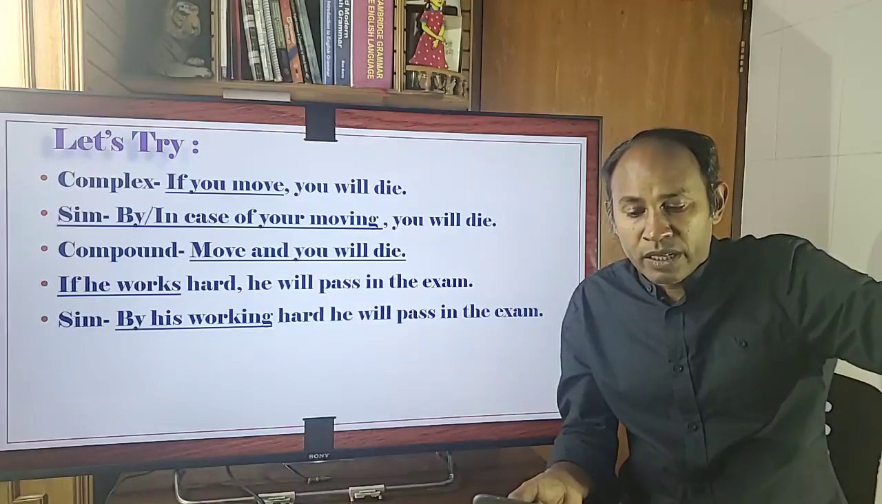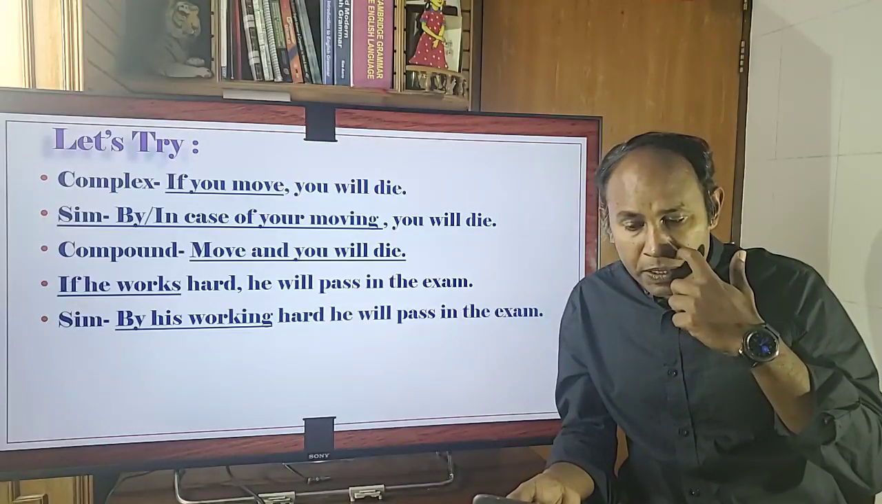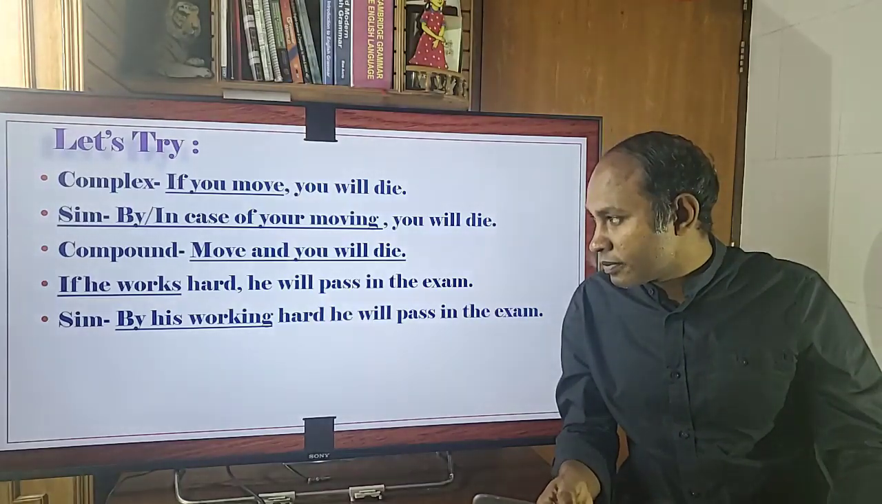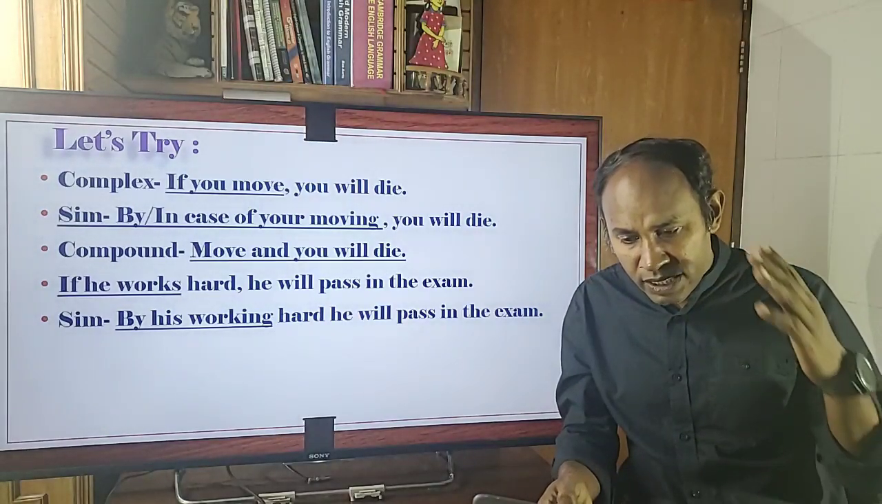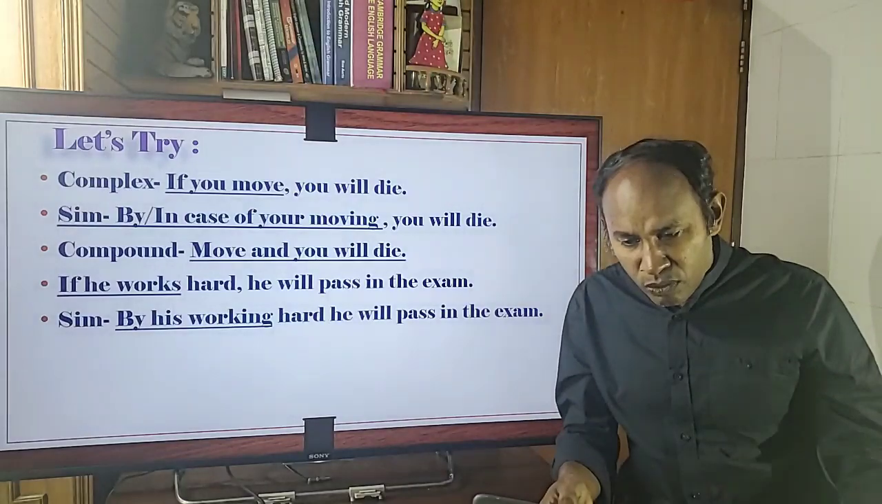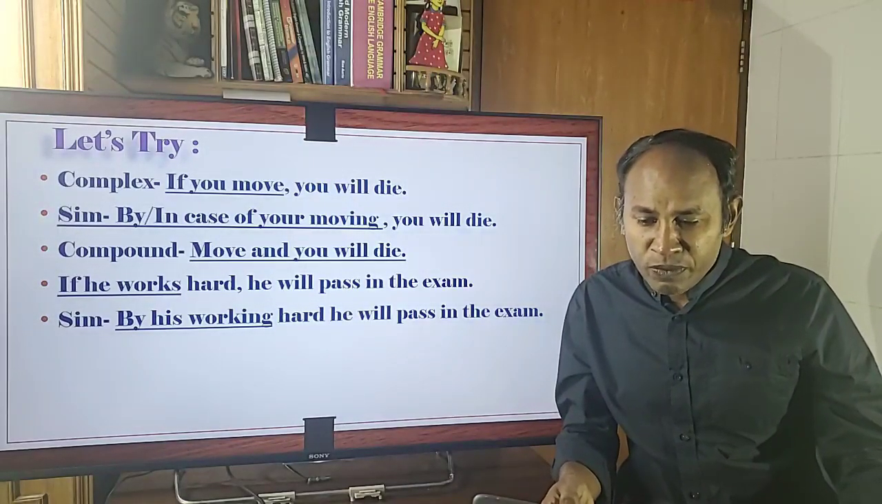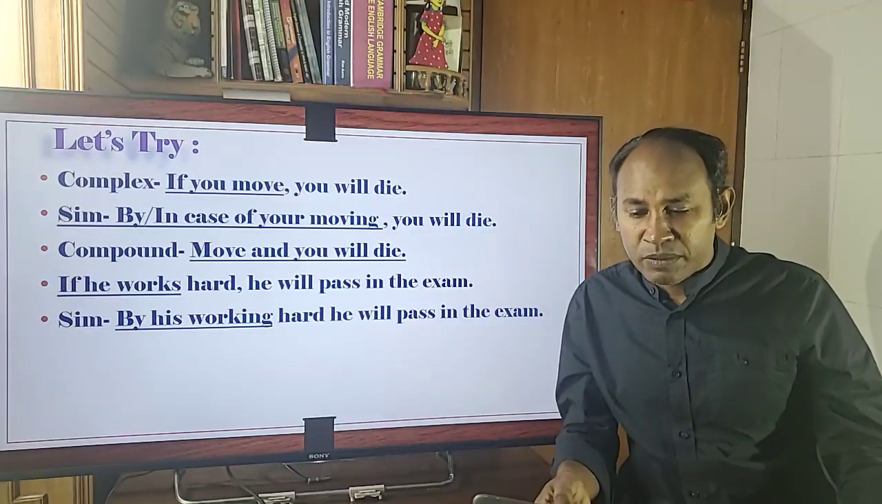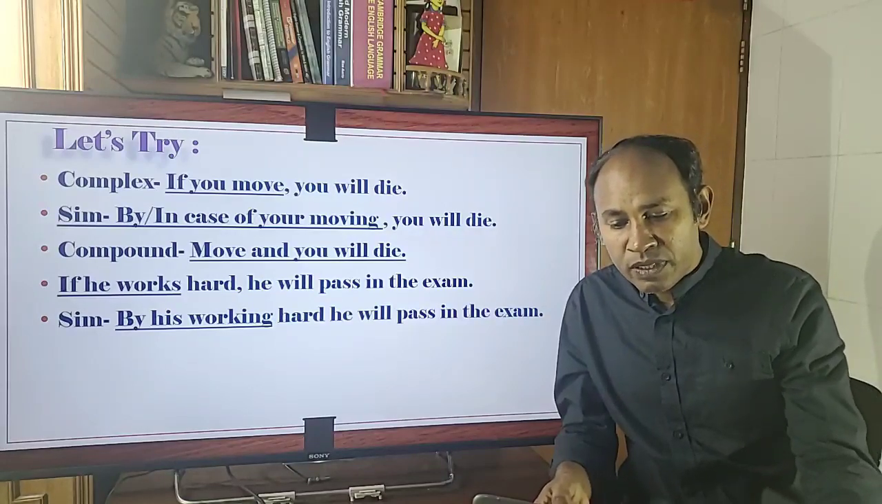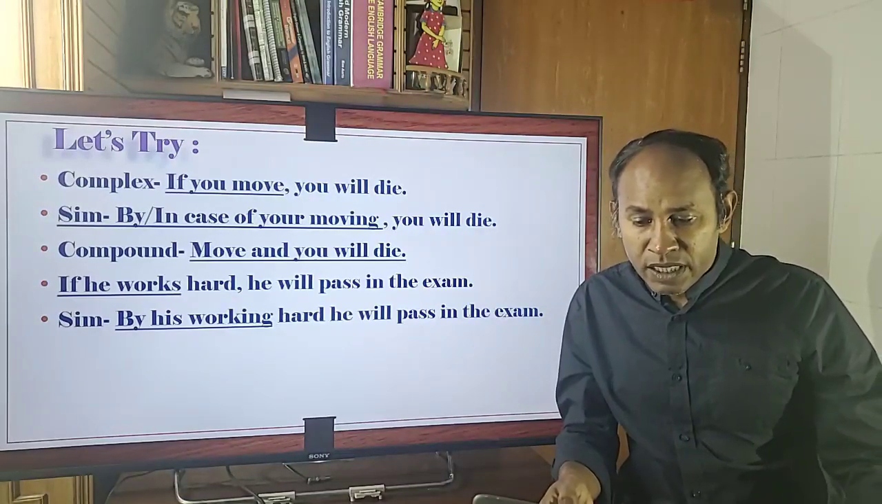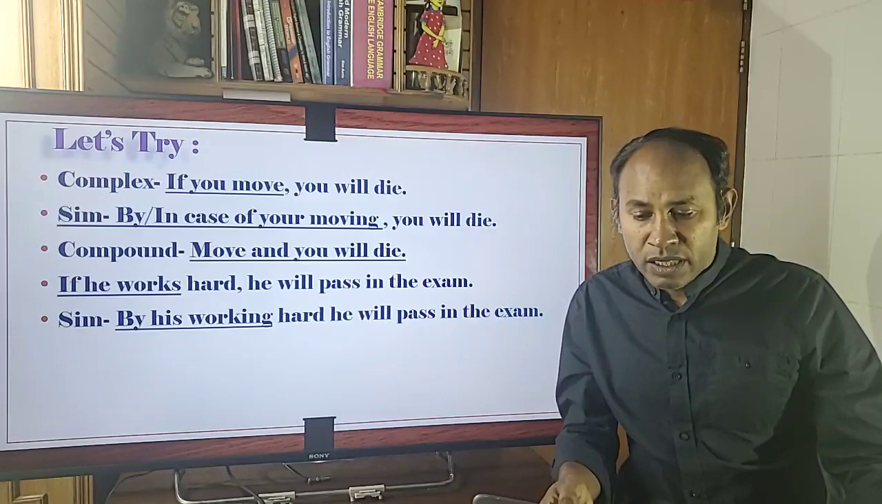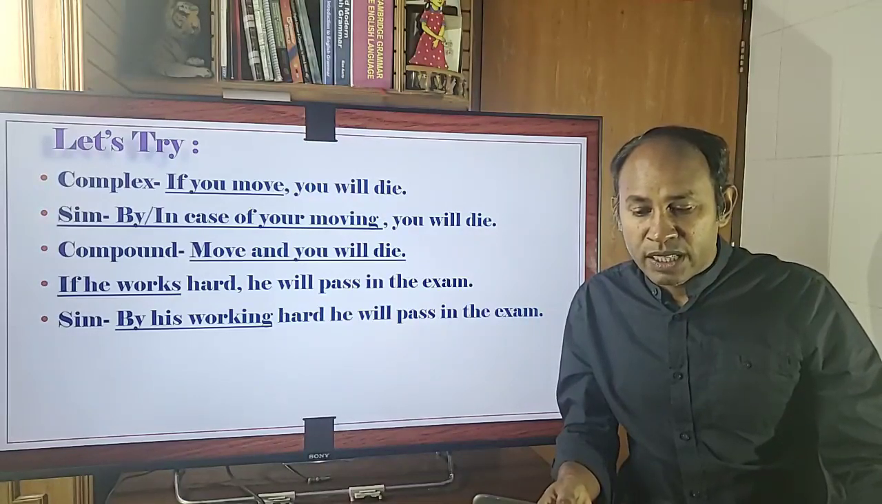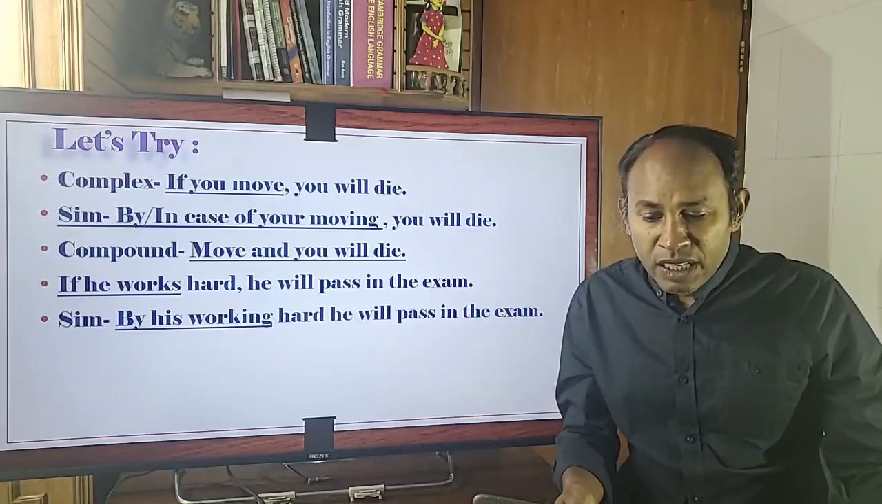In spite of working hard, he will pass in the exam. That's good. Oh, sorry, what did you write? In spite of, or in case of, right? In case of working hard, he will pass in the exam. That's good. Correct answer. Thank you, Fatima Akhtar. Right. Nazma Sakib: Let him work hard and he will pass in the exam. Great. Thank you. Congratulations. He works hard and will pass in the exam.